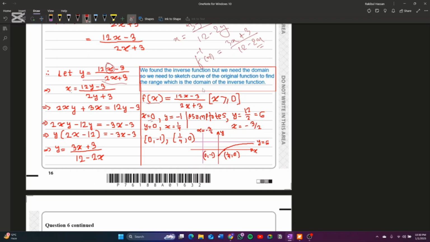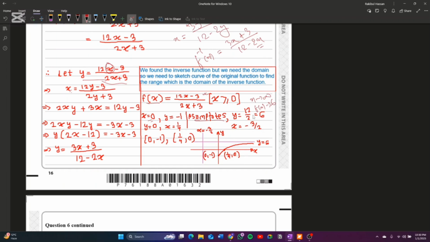Now, if we take the limit of this function, we actually see that there is an asymptote. When x approaches infinity, the value of f of x approaches 6, but never touches 6. So the y equal to 6 line is an asymptote to this function.